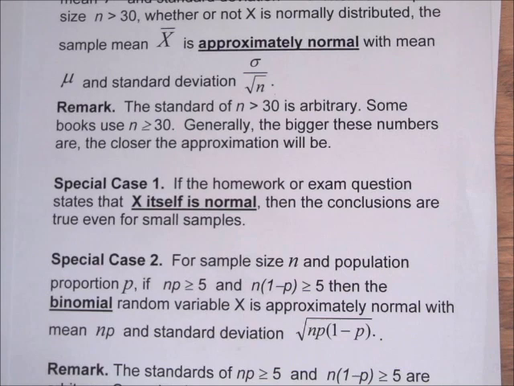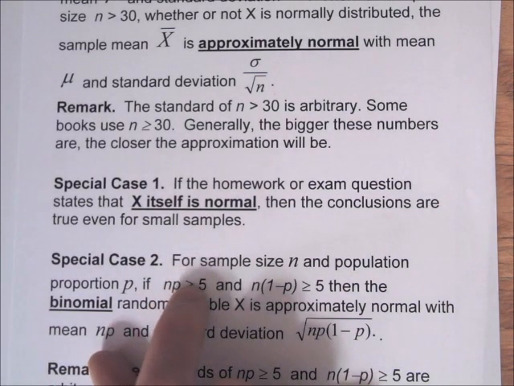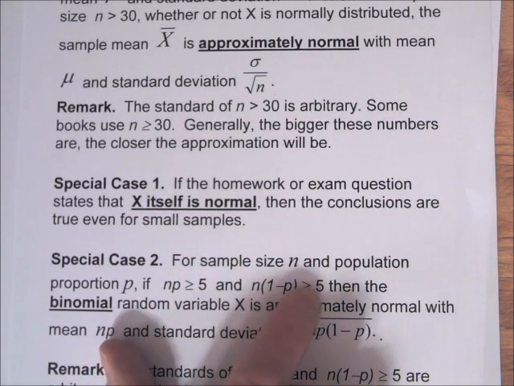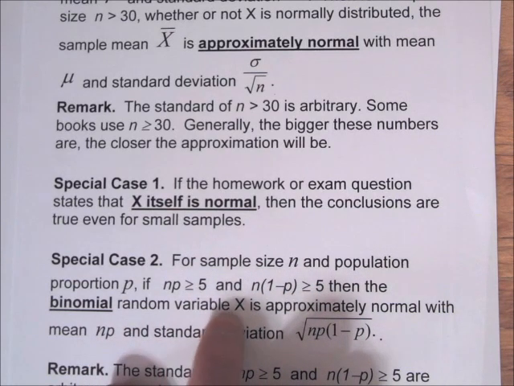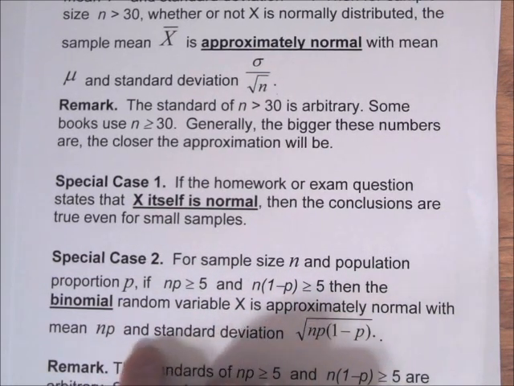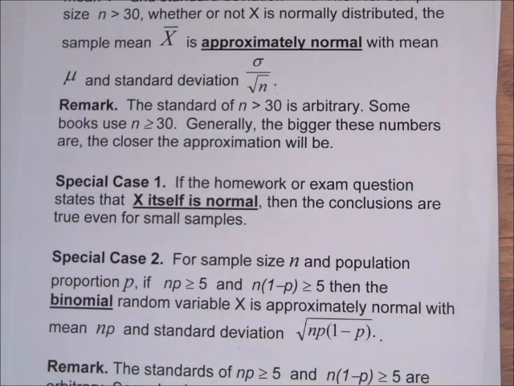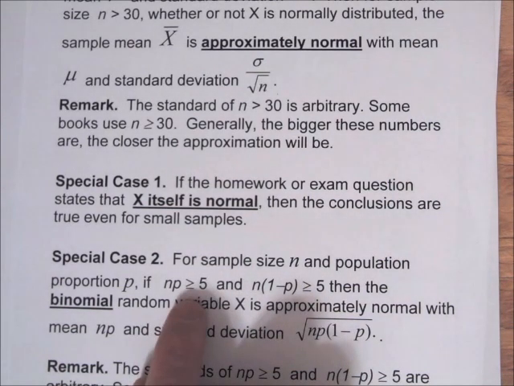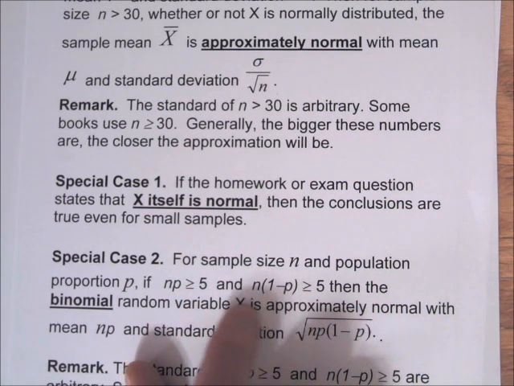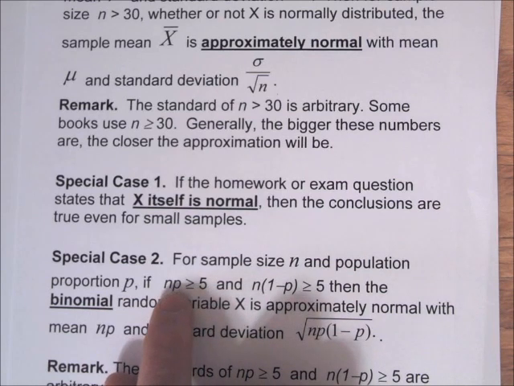Special case 2: for sample size n and population proportion p, if np is at least 5 and n times 1 minus p is at least 5, then the binomial random variable x is approximately normal with mean n times p and standard deviation square root of n times p times quantity 1 minus p. Again, these numbers are a little bit arbitrary. Some books say that np has to be at least 10, and n times 1 minus p has to be at least 10. Our book uses at least 5. Some books say strictly greater than 5. But the bigger these numbers are, the closer the approximation is going to be.